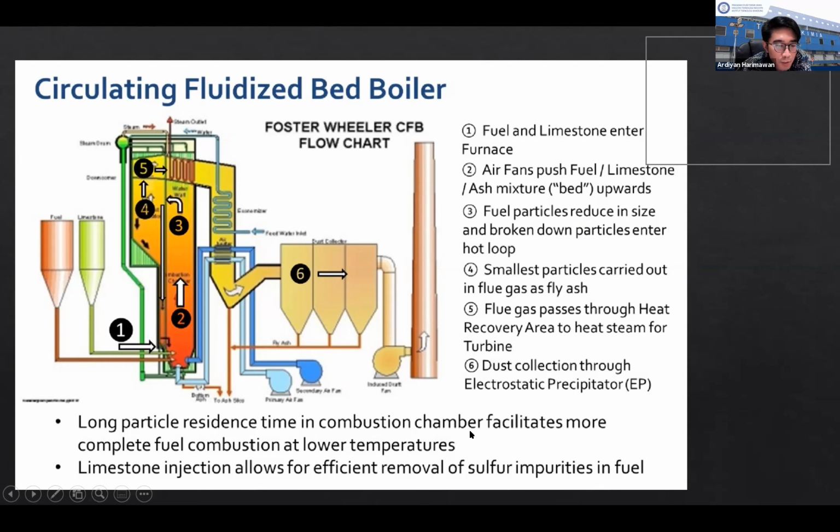Long particle residence time in the combustion chamber, because it has to go through several steps and several lengths of the combustion in the furnace system, right? So the long particle residence time in the combustion chamber will facilitate a more complete fuel combustion at lower temperature. Limestone injection, as I have mentioned, is also to remove the sulfur impurities in the fuel. Okay, I think I have one other video about animation of the circulating fluid bed boiler.